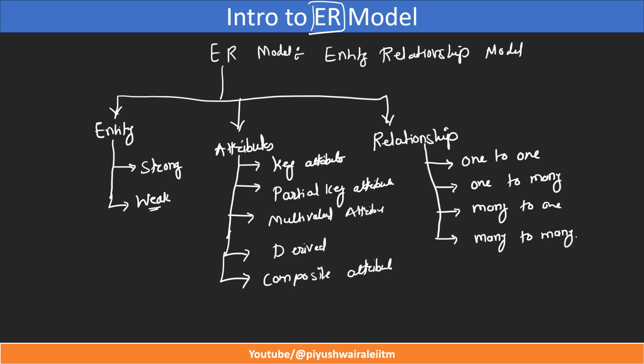So that's the overall component of the ER model. We have different entities, we have attributes associated with them, and we have relationships also. There are different types of relationships, or we can also say mapping cardinalities are there. And then we have different types of attributes. We'll discuss these one by one.